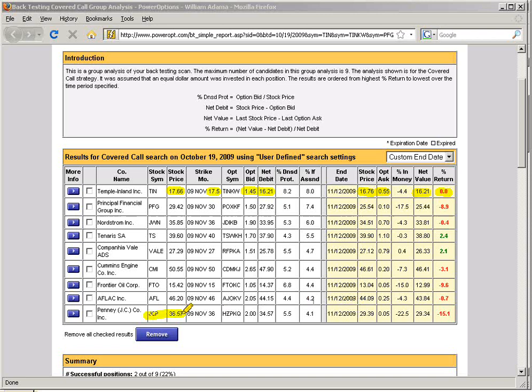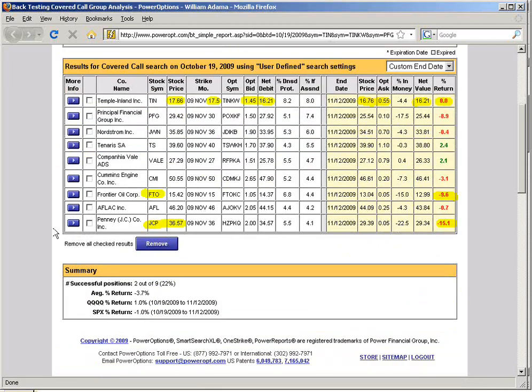Ooh, JCPenney, huge loss, 15%. Frontier Oil, FTO, 9.6%. Well, again, this allows us to run those scenarios just as we did before to see what happened during these positions and what management we might have done. Well, the first thing I'll do is let's go ahead and check JCPenney.